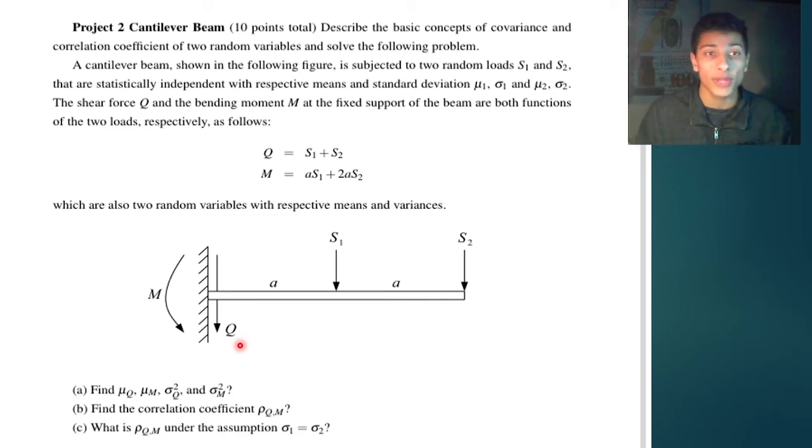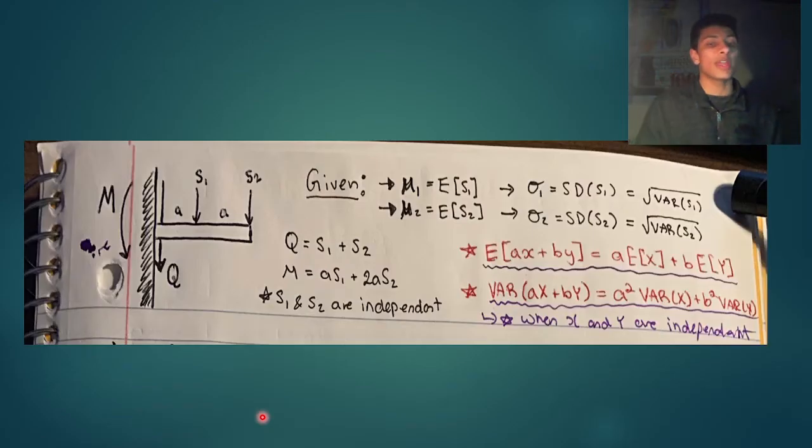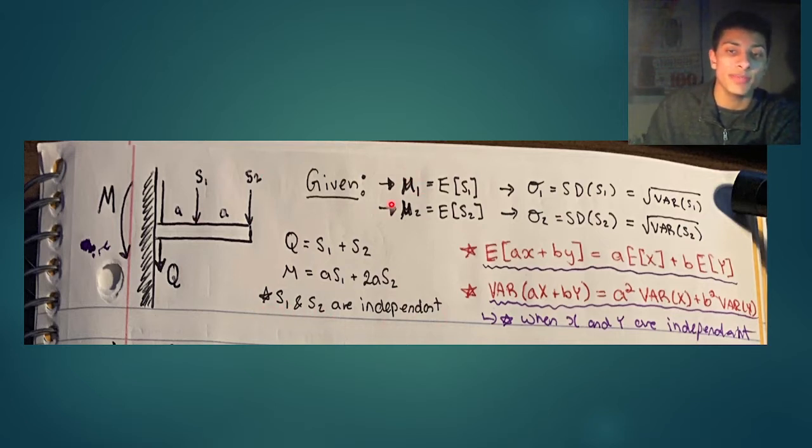So let's start off right away and check out our question over here. We're going to jump right into this question, and this is kind of what we're given. We're given this diagram here. We're given these two equations, the equation for the shear force Q and the moment M. We're also given that S1 and S2, these random forces, are going to be independent. We're given the mean values of S1 and S2, and we are also given the standard deviation values.